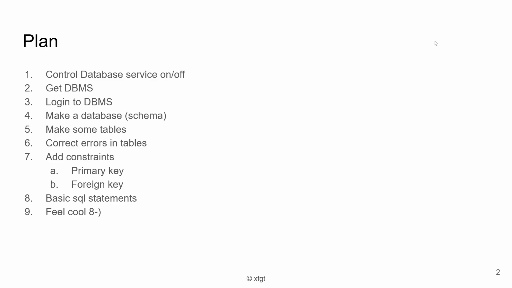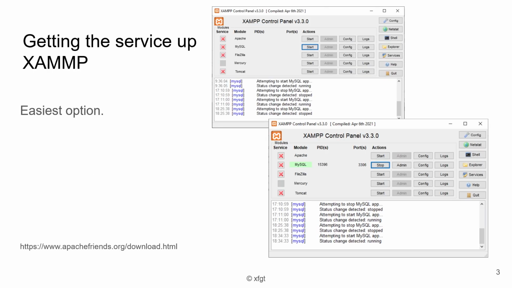What's the plan? We get the software, we control the database management system, we get the database management system, we log into the database management system, and we show some problems while logging into the system, and we will make a simple database schema. We begin with this software called XAMPP.